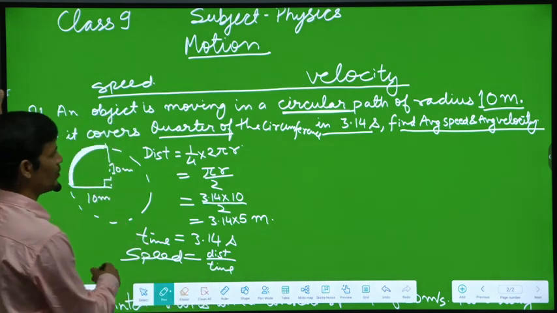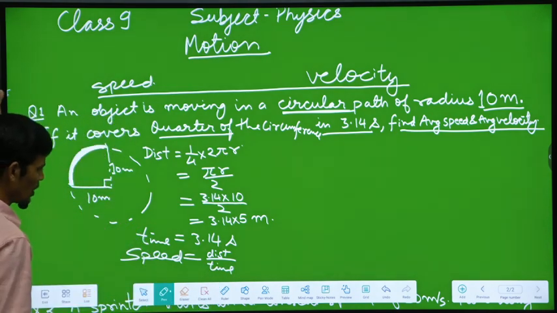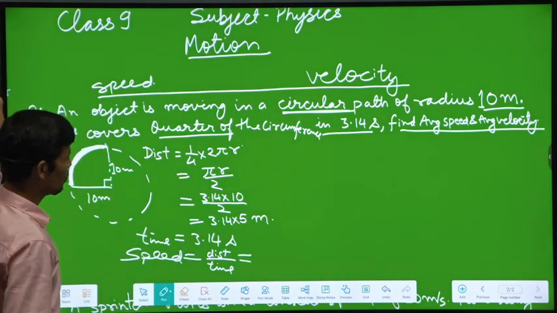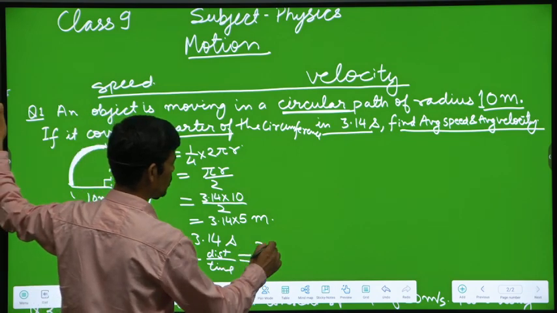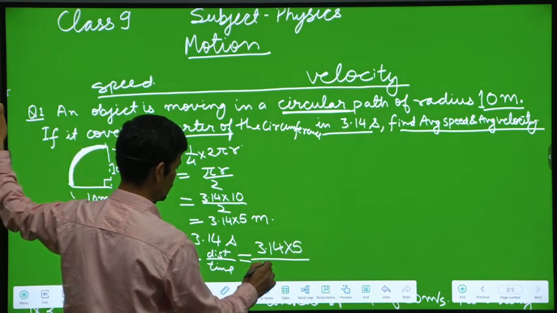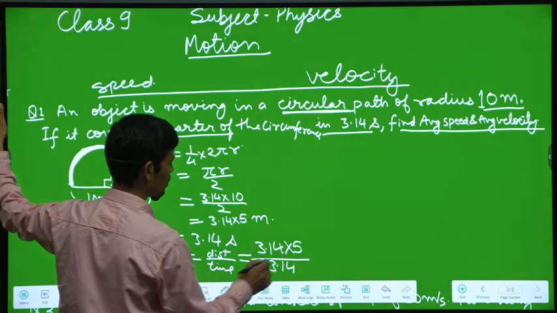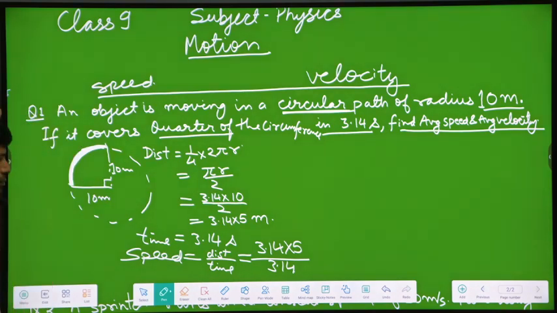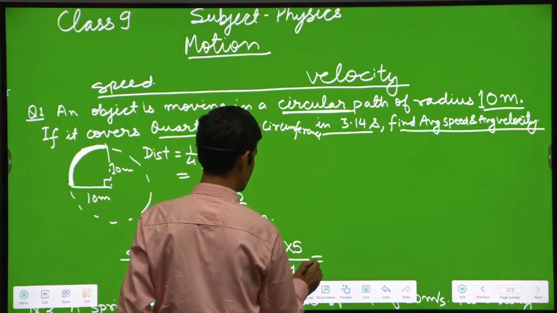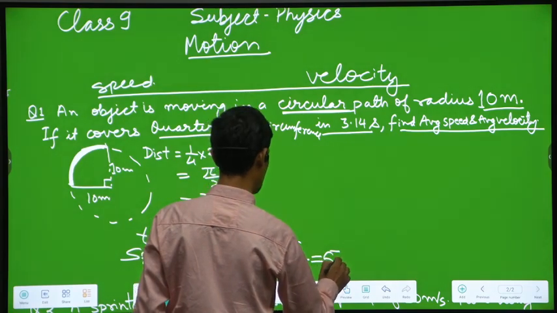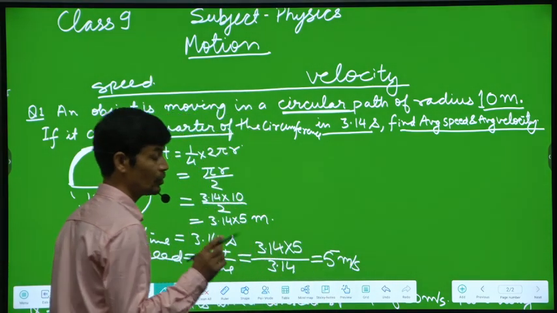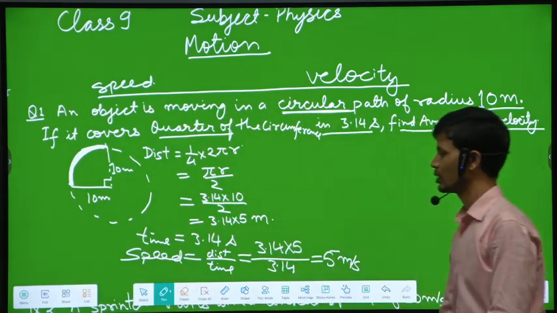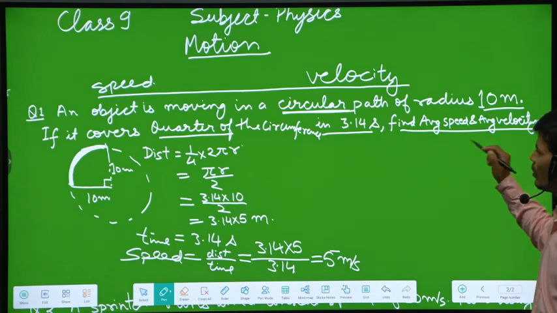Speed is equal to distance upon time. We can also write average speed is total distance upon total time. Nothing wrong in it. 3.14 into 5 divided by 3.14. I purposely multiplied both of them. So it is 5. Remember, meter per second, the unit. Otherwise, there will be a problem.